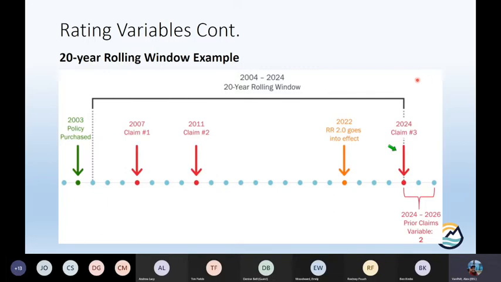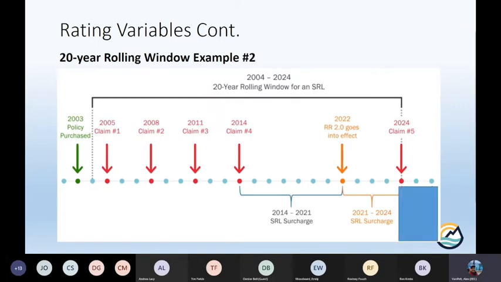Again, rolling 20-year period. So this 20 years follows you. The first claim was made in '07. In 2027, that should start falling off. So you should only have 2 claims, only one of which would be held against you in that 20-year period. Does that make sense? If anybody has questions about that, if you want me to explain it again, I can. So just let me know.